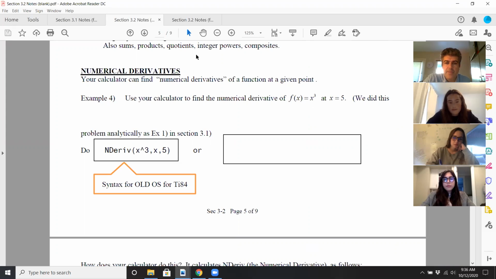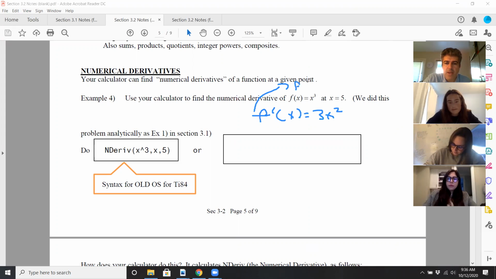I already know that f prime of x, the derivative, is going to be 3x squared. And if I find the derivative at 5, I do f prime of 5, just plugging 5 straight into the derivative expression, you have 3 times 25, I get 75. So I expect the calculator to say 75 or something close to that. So how do you do it? So here's one way you can do it.